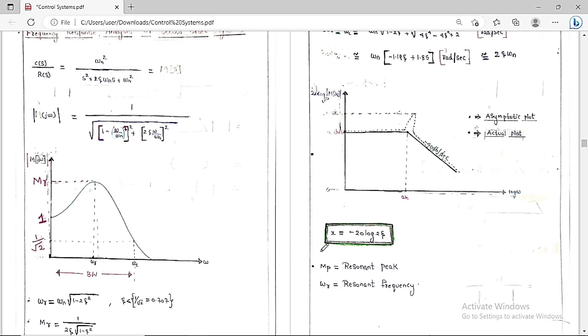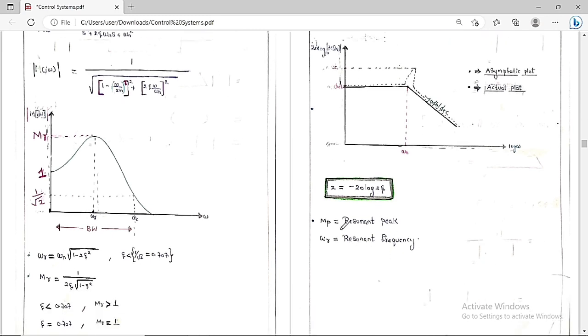I've already told you what this is. Small correction here: this is not P, this is M_R. M_R is called the resonant peak, and omega_r is called the resonant frequency.